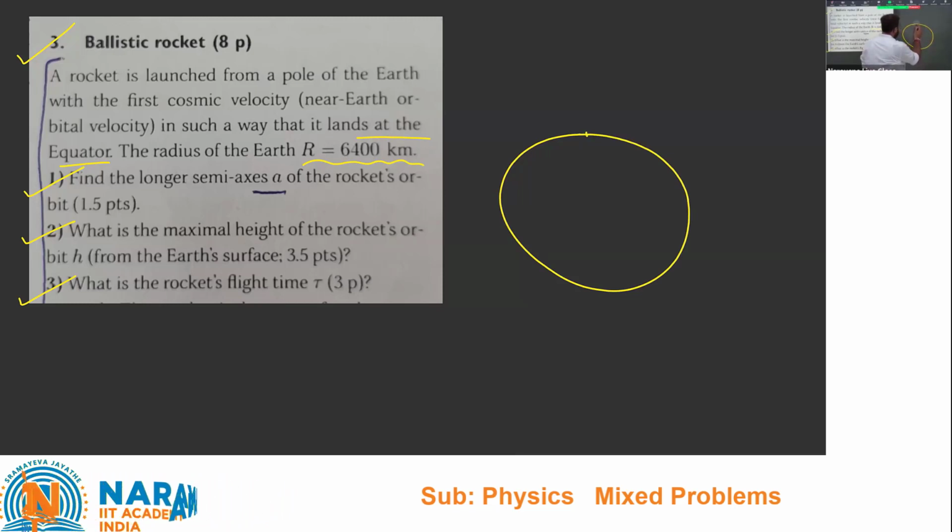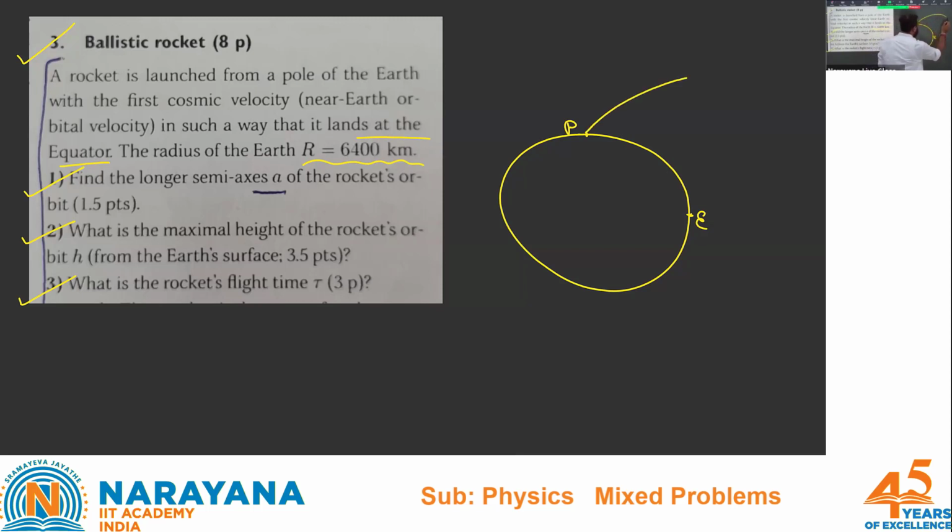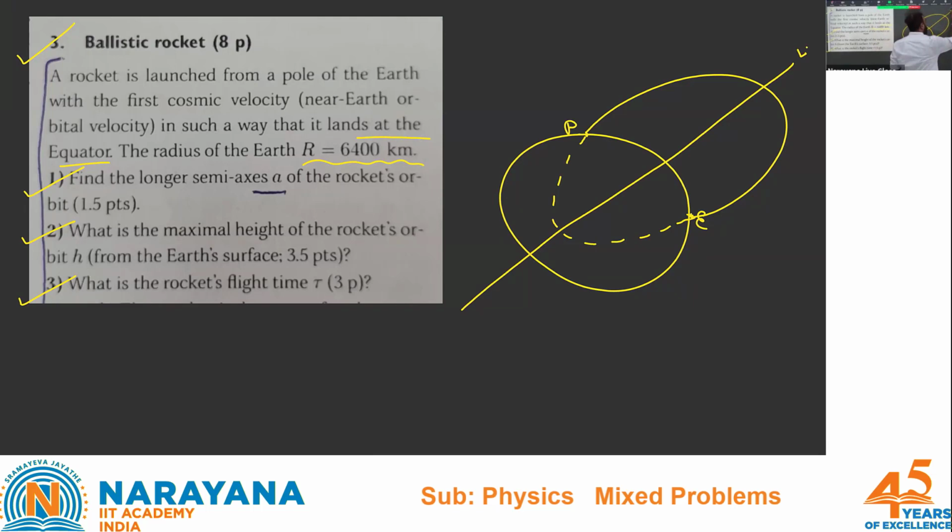Let's say this represents Earth. This is the pole point. This is the equatorial point. यहाँ से launch किया है और finally it lands up here. So let me draw an orbit, an elliptical orbit, which is somehow symmetrical and something of this sort. I mean, if I would have completed it, it would have looked like this. So this is the line of symmetry for the elliptical orbit. ये आ गया.